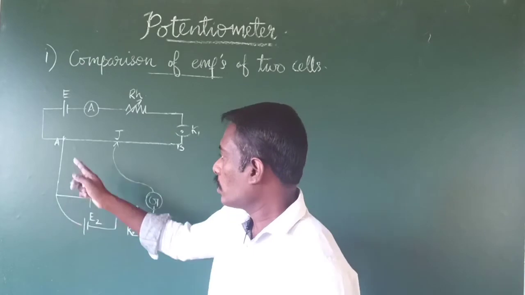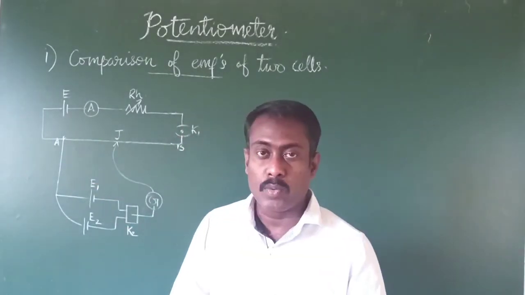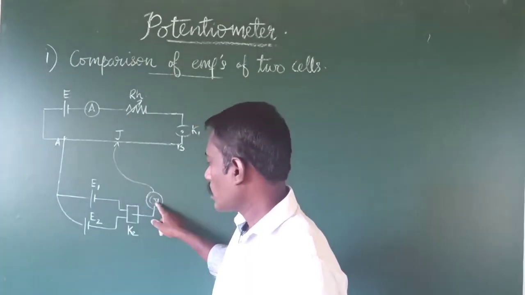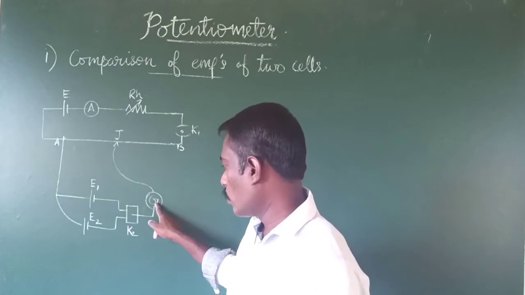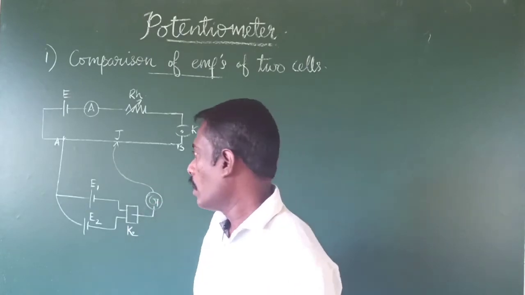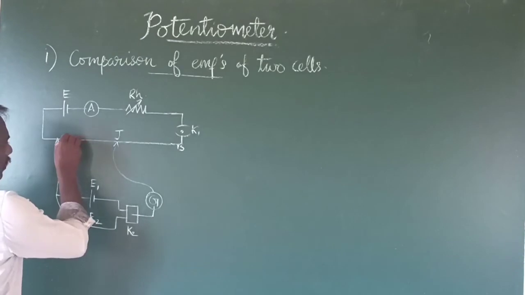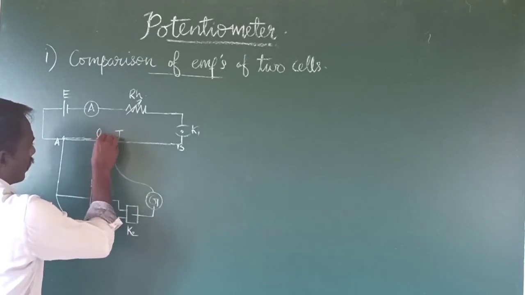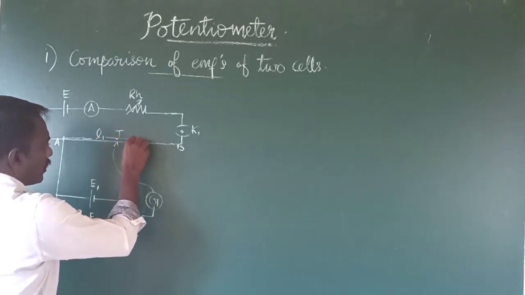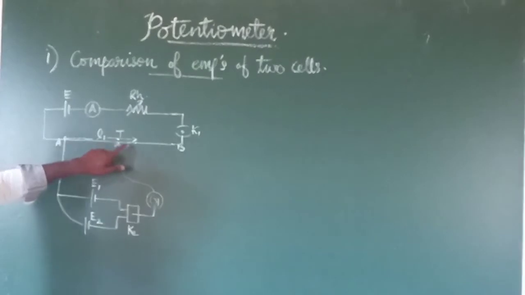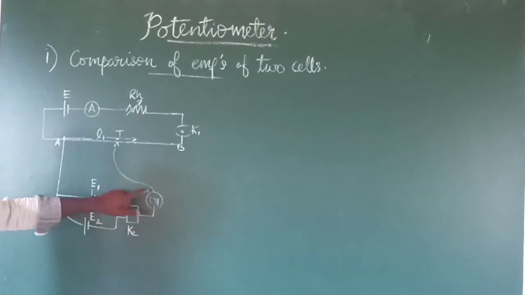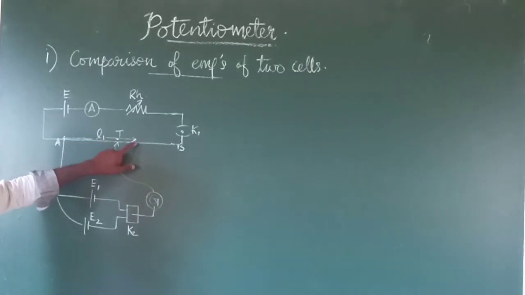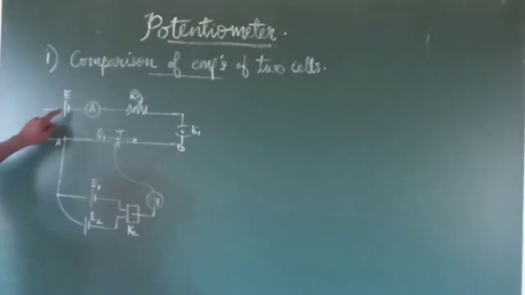That means when both point A and B attain an equal potential, it shows a 0 reading on the galvanometer. That point is known as the null point. Assume that the length is L1, where at this point the galvanometer shows the null point. So write this: measure the length L1, the length of the wire from the point A.